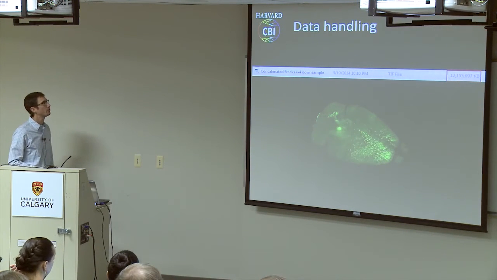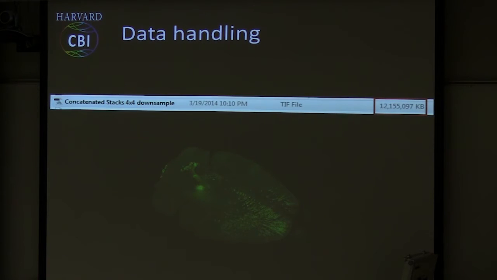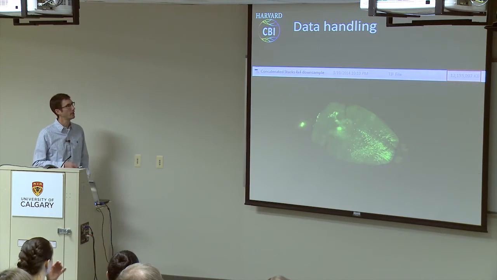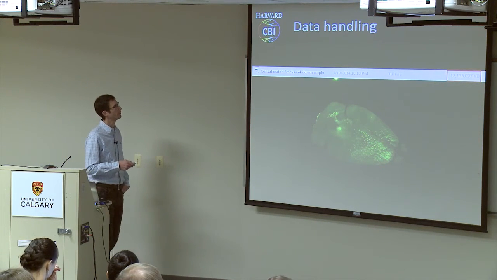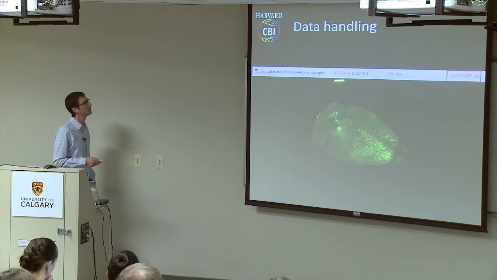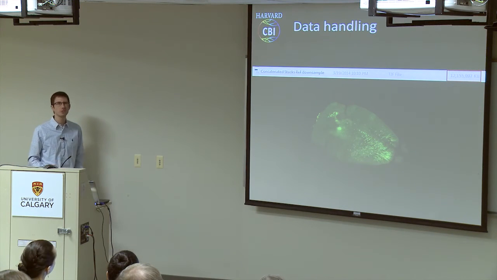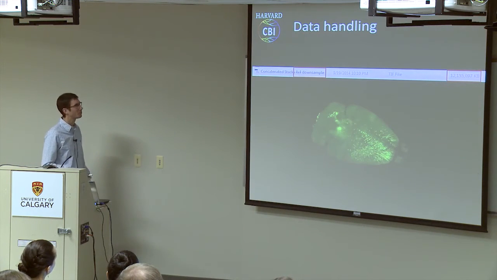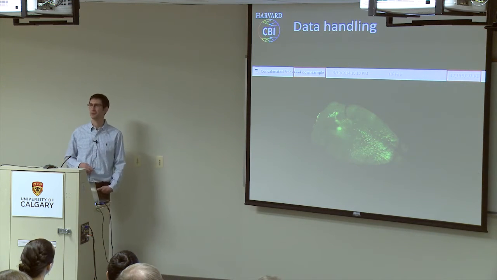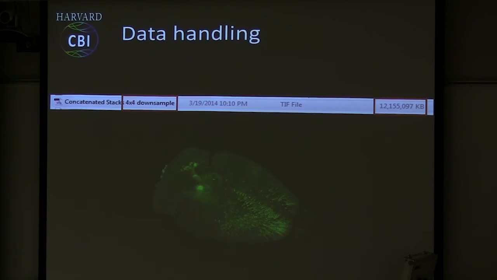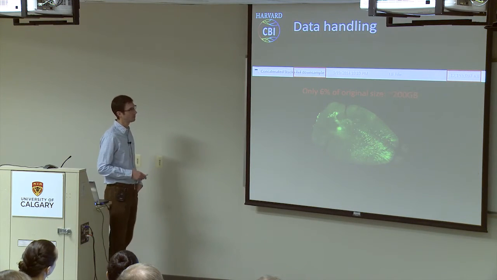Just before we take a break, I'm going to talk a little bit about data handling. This is that cleared brain that I just showed you on the last slide. I dug through my files, and I actually found this. This right here is a 12 gigabyte file, which doesn't seem that bad. But the other thing is that this was downsampled 4 by 4 times. So for every 16 pixel square, that became 1 pixel in this image. What that means is that this is actually only 6% of the original file size, which was 200 gigabytes.